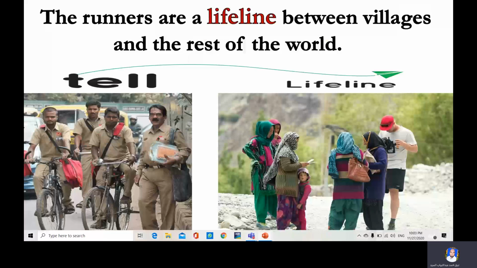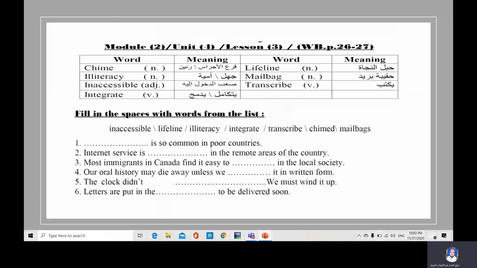Now let's study the new words we are going to have today in the article. A chime, illiteracy, inaccessible, integrate, lifeline, mailbag, transcribe.